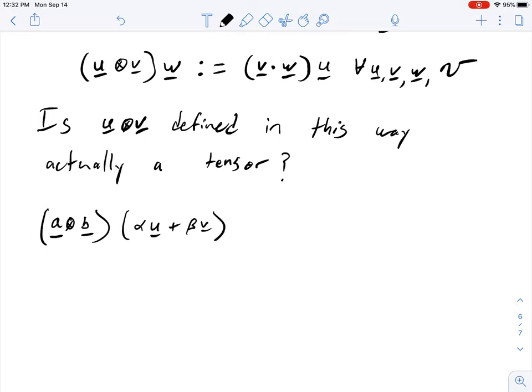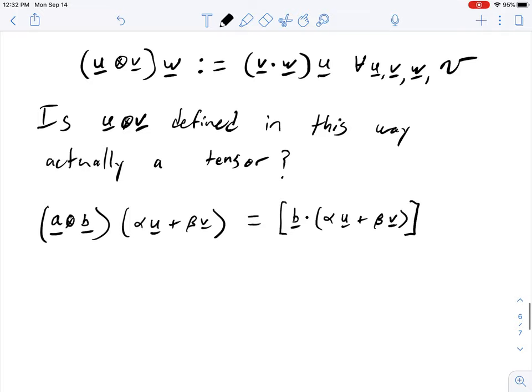So a tensor product b is what we're going to prove is a tensor, acting on alpha u plus beta v. Well, by the definition of the tensor product, that is equal to b dot alpha u plus beta v, so that whole thing is a scalar, times the vector a. Well, at the very least, a scalar times a vector gives us a vector, so it's returning the right kind of object. That's always a good start.